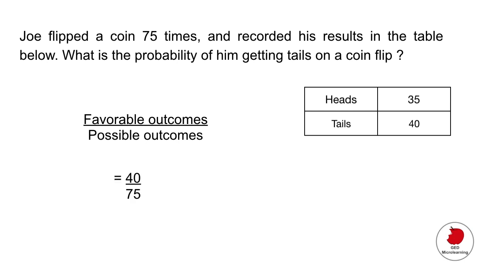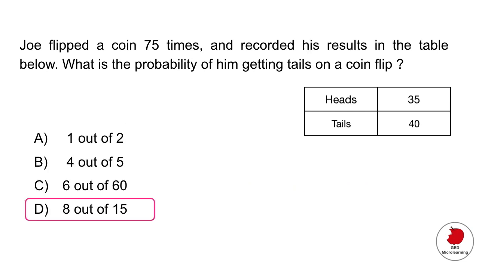Okay, so if you divide these two numbers, it will give you the probability of him getting tails on a coin flip. Notice, though, that those numbers are pretty large, and usually they ask you to reduce them to their lowest expression. So in this case, you have to find a common factor. In this case, it would be 5. So if you divide both numbers by 5, that would give you 8 out of 15, which is option D.